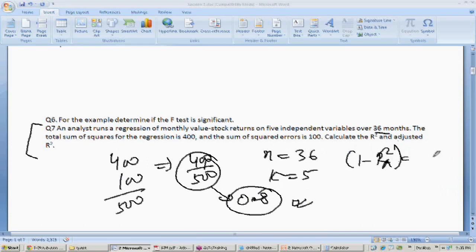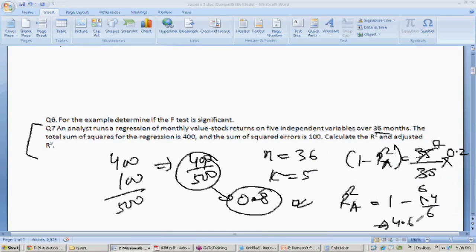What is your r square adjusted? R square adjusted would be, how much? n minus 1 divided by n minus k minus 1. So 35, and n minus k minus 1 is 30, into 0.2. So 7, so 1.4 divided by 6. So r square adjusted would be 1 minus 1.4 by 6. So it will be 4.6 by 6, or it would be less than 0.8.